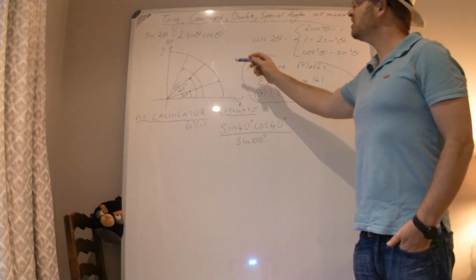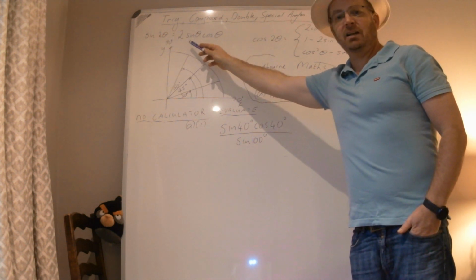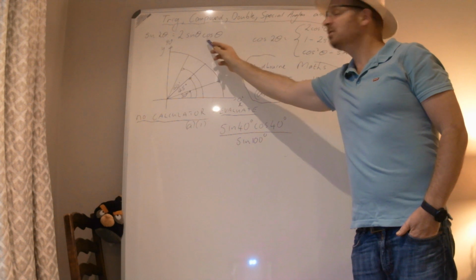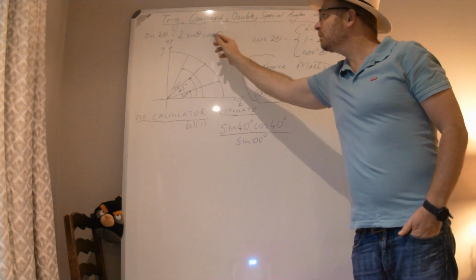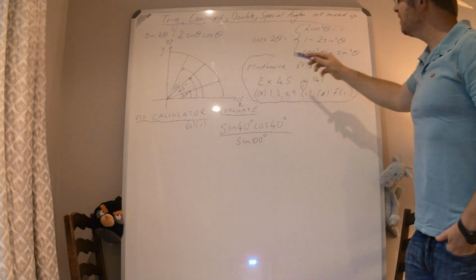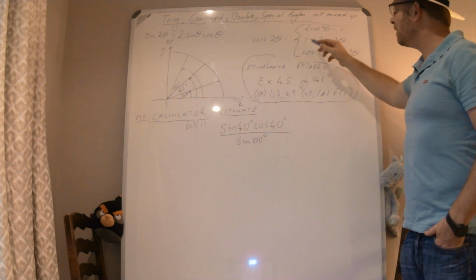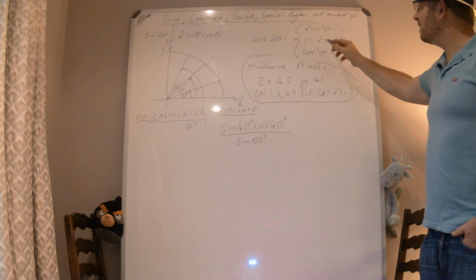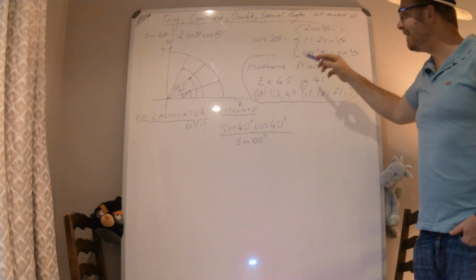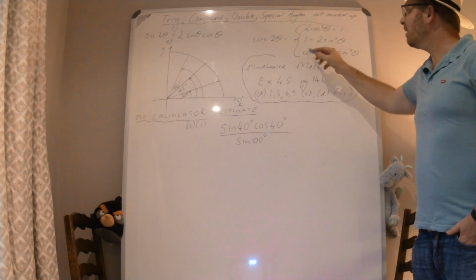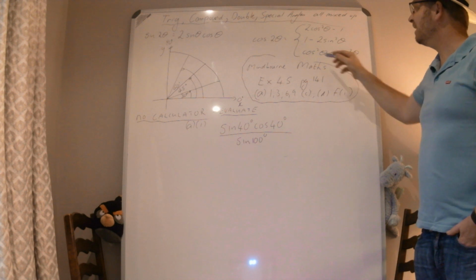In your information sheets, we're going to be using the double angle formula, which is sine 2 theta is 2 sine theta cos theta. You're going to be able to work with those in both directions. And then we're going to use the fact that cos 2 theta is 2 cos squared theta minus 1, or it can be written as 1 minus 2 sine squared of half of whatever that angle is, or it's going to be cos squared half of that angle, sine squared half of that angle.